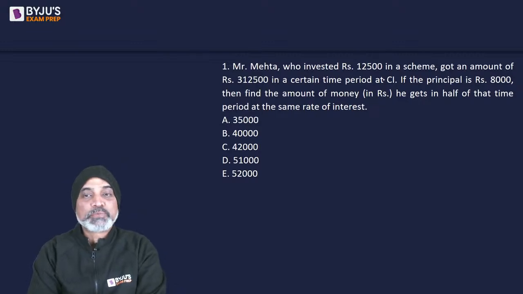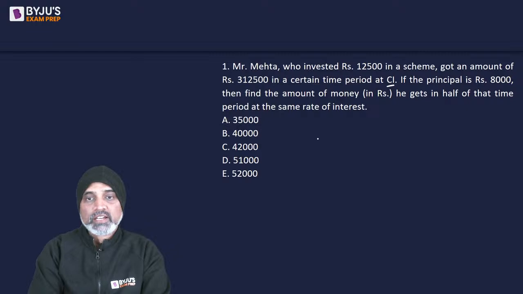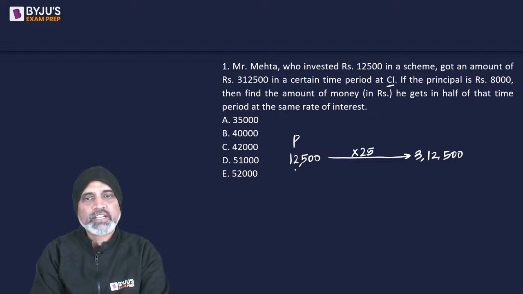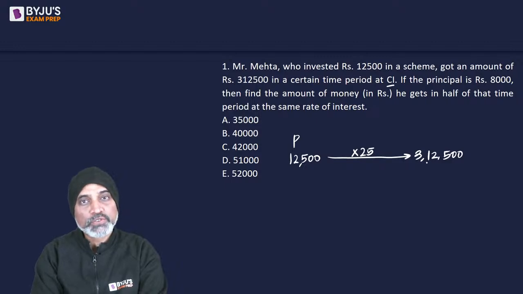Mr. Mehta, who invested rupees 12,500 in his scheme, got an amount of 3,12,500 in a certain time period at compound interest. So the principal over here is 12,500, and this person gets 3,12,500 after a certain tenure. If you pay attention to this, you will realize that this is nothing but 25 times, right? 125 into 25 is 3,125.